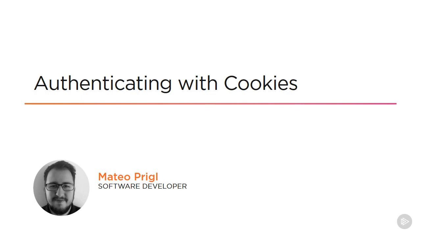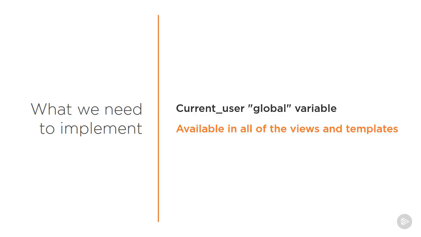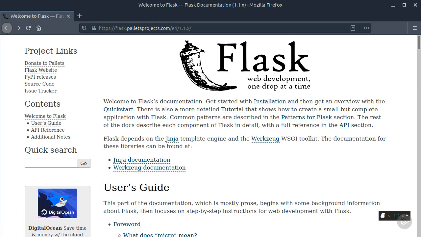In this module, we will implement the current user global variable and create a persistent client-server connection with cookies. Let's see what we need to achieve. We need a global variable that will store the currently logged in user, let's call it current user. This global variable needs to be available inside of all of the views and also inside of all of the templates on the website.